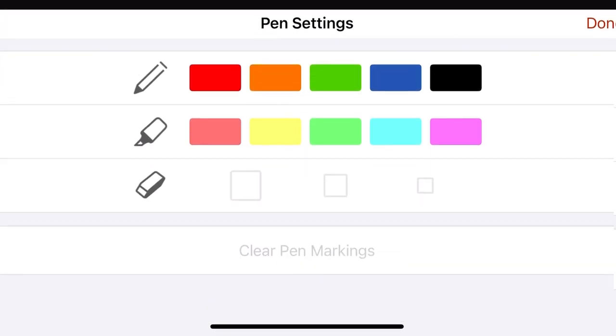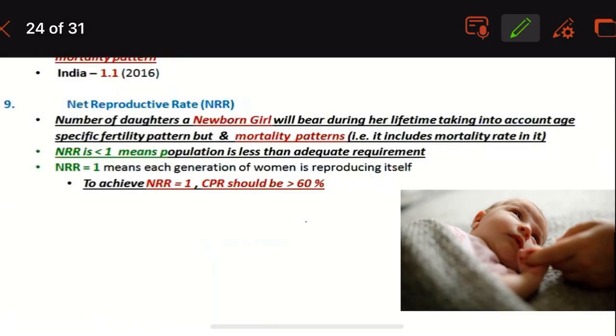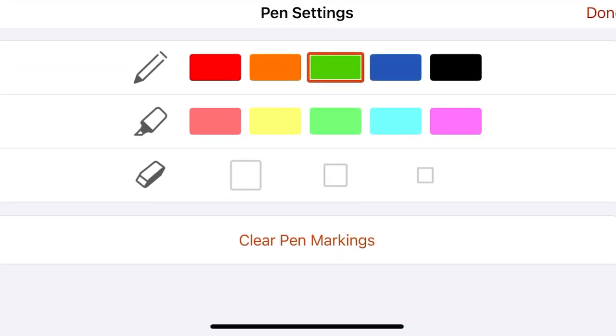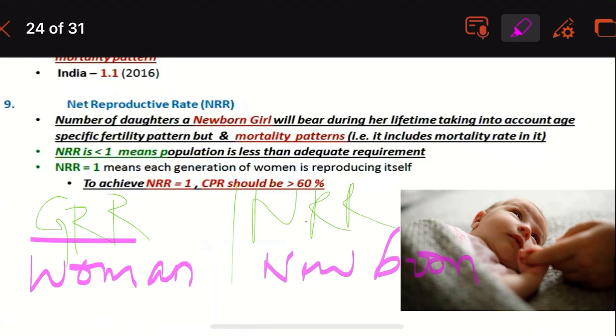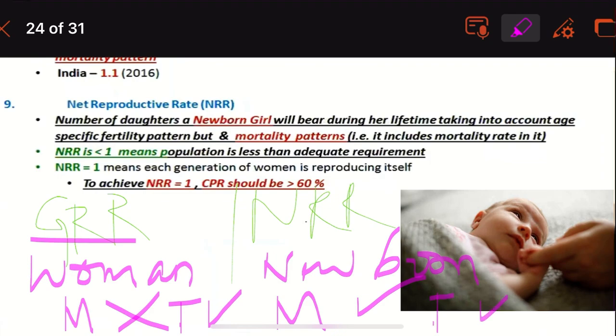Why is the mortality pattern considered? Here in the gross reproductive rate and the net reproductive rate, we see that here they are considering a woman. Here they are considering a newborn baby. And here the mortality rate is not considered. Here the mortality rate is considered. Fertility is considered in both places.